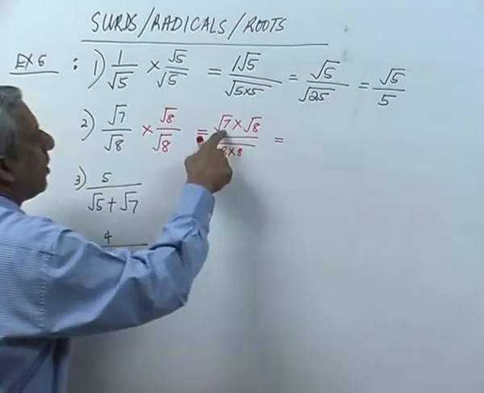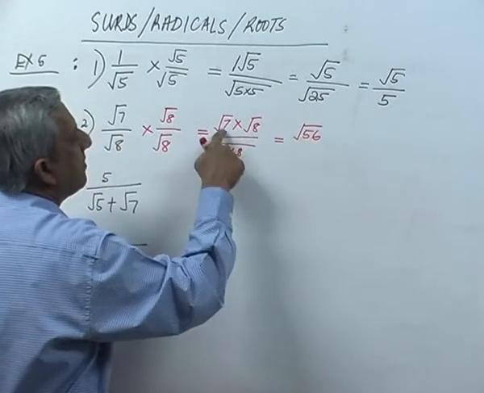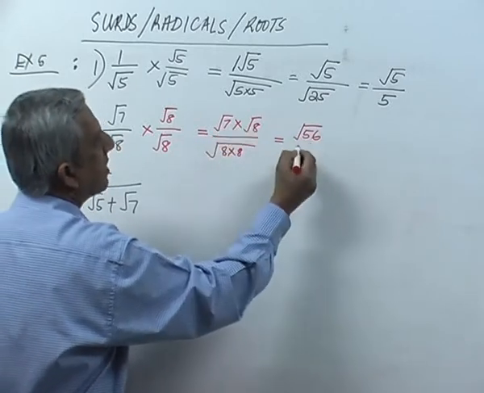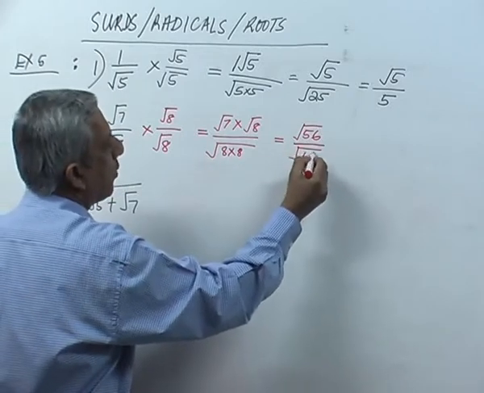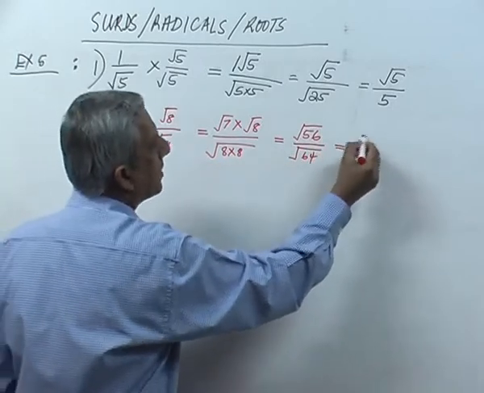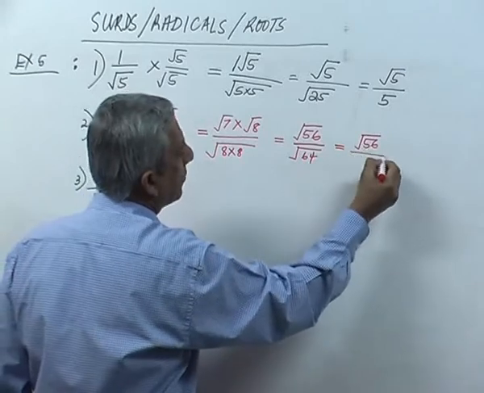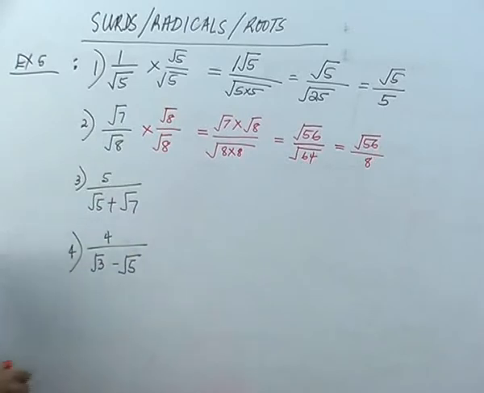Now, you know on the top, that is really square root of 56 because 7 times 8 gives you 56. In the bottom, you got square root of 64. 8 times 8, 64. So, on the top, you got square root of 56 over square root of 64 is 8. So you have rationalized the denominator there. Right? I'm going to do number 3 on a new page because I need a lot of space.